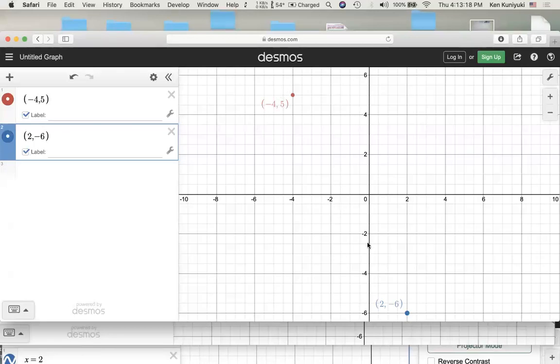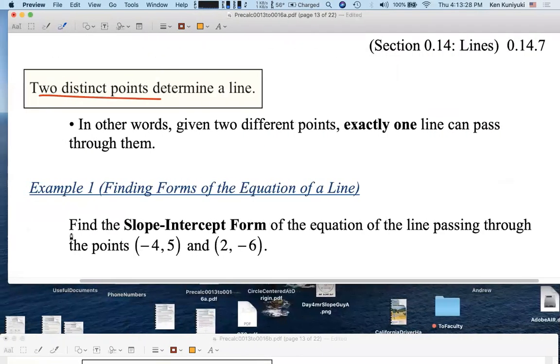So I want to find the equation of the line that connects these 2 points. Imagine I'm playing a video game. How did I get this guy to shoot at this guy? Okay, let's find the slope-intercept form for the equation of that line.